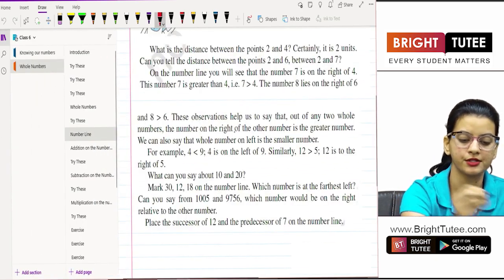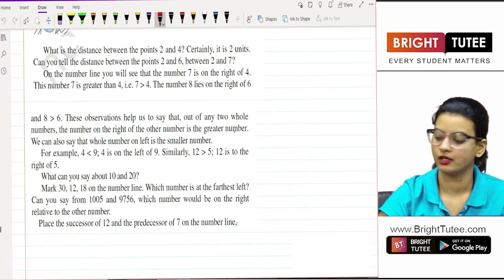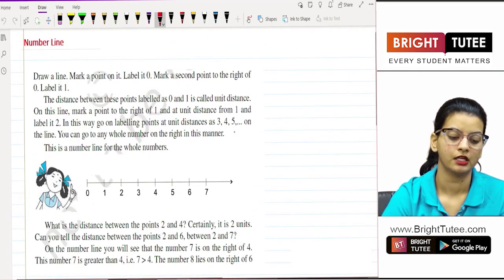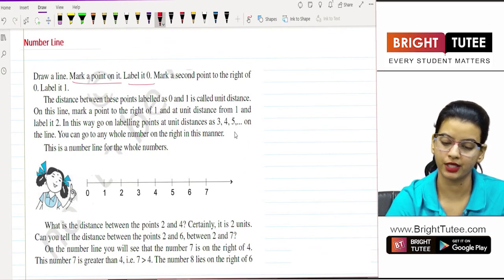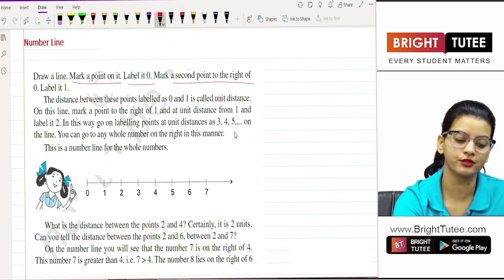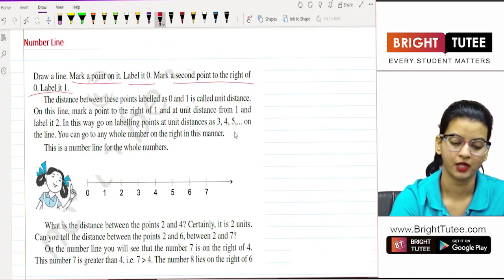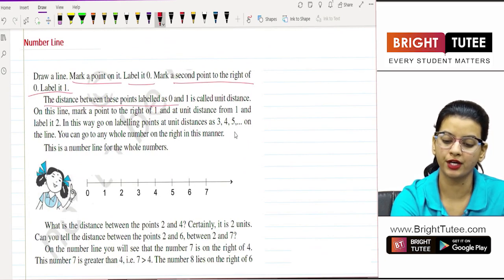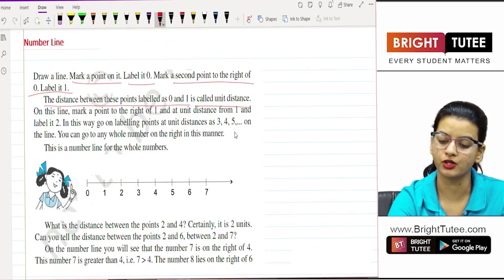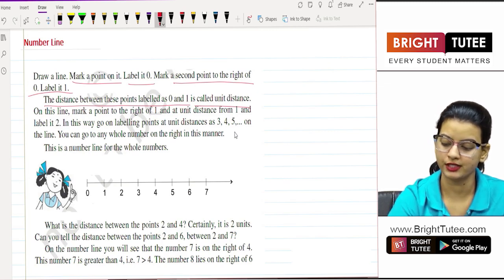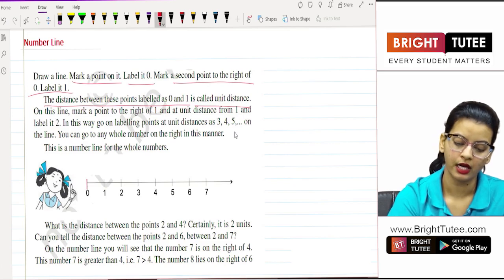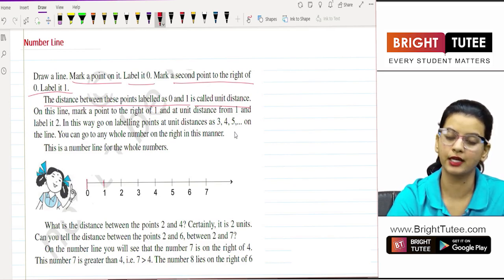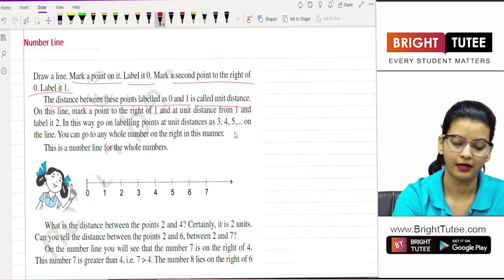Now let us talk about the number line. So what is a number line? Draw a line, mark a point on it and label it 0. Now mark a second point to the right of 0 and label it 1. The distance between these points labeled 0 and 1 is called unit distance. So you can see over here there is a line. The first point on the line is marked as 0 and then to the right of that we have marked 1. And this distance between 0 and 1 is called the unit distance.